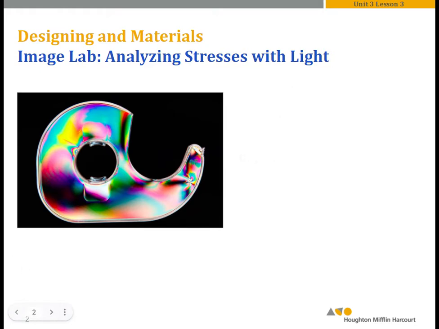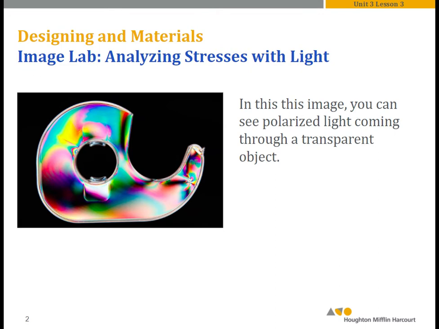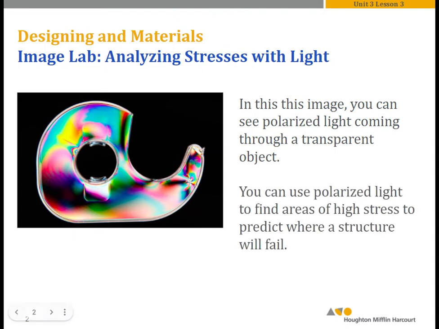Here we see a tape dispenser. In this image, we see polarized light coming through or reflecting off of a transparent object. And we can see that there are these broad flat areas where there's very little stress. And then we can see the areas where the multicolored stripes form. Those are areas of high stress. So you can use polarized light to find areas, and that will help you predict where the structure will fail.